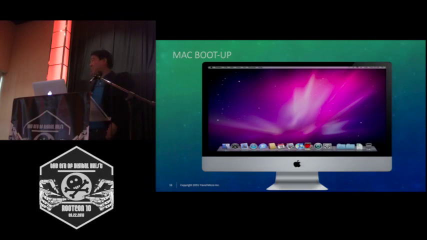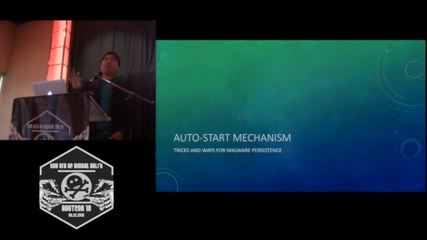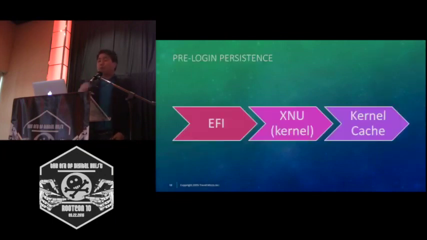It's been a while. Okay, so now let's talk about persistence, or auto-start mechanisms, that malware could take advantage of on Mac OS. Let's talk first about pre-login persistence in Mac. I mentioned boot.efi. The EFI in Mac is a PE file, or portable executable file. As far as I know, it's the only PE file that could run before you run the whole Mac OS.